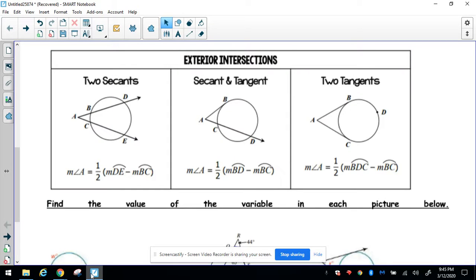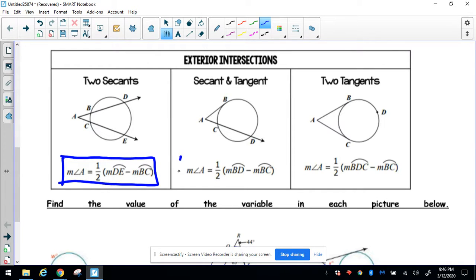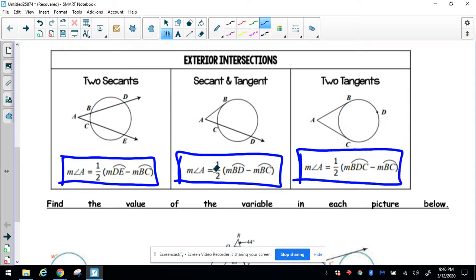Okay, now we're going to talk about what happens when you have some angles or some lines, but they intersect outside a circle. And so you see 3 pictures right here. You should notice that they all have similar themes. All of these little equations at the bottom start with an angle A. They all have a half. And in the parentheses, they all have subtraction. So the key is that when your lines cross outside the circle, you subtract the arcs.